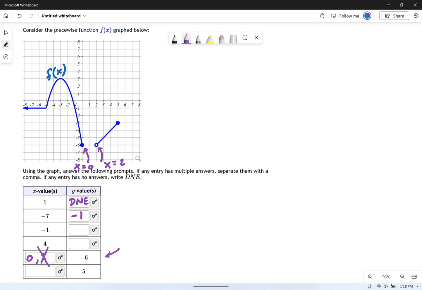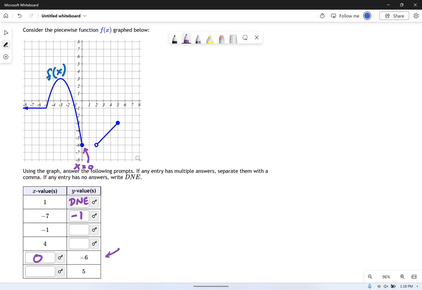It means the function exists almost at 2, like right here at 2.1. The function is fine just there, but not at 2 itself. So you've got to watch out for those open circles. They mean the function does not exist exactly at this place. So here's my answer to this one: 0. That's it. x equals 0, y equals negative 6.